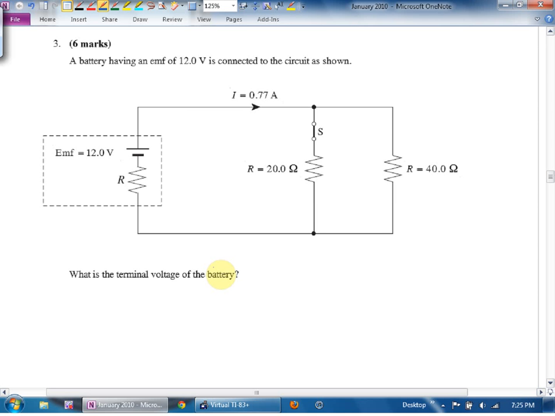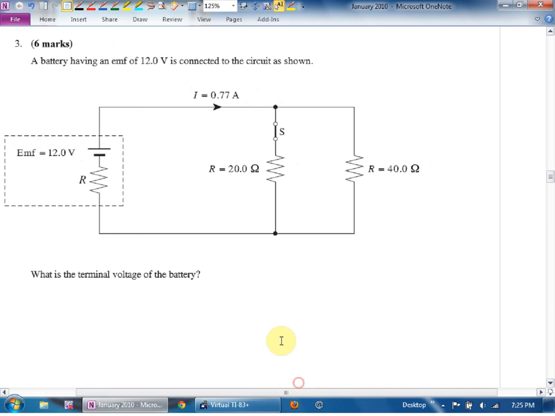First thing I always check for: did they tell me total current? They did? Yeah. That's very nice of them. Very thoughtful of them. How's that help? Well, I'd like to find the voltage drop through here.